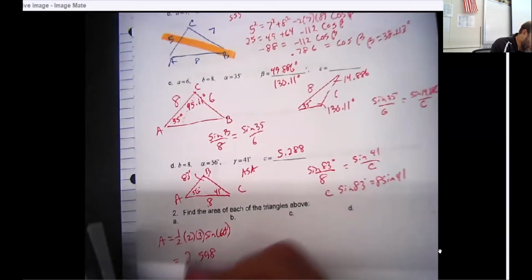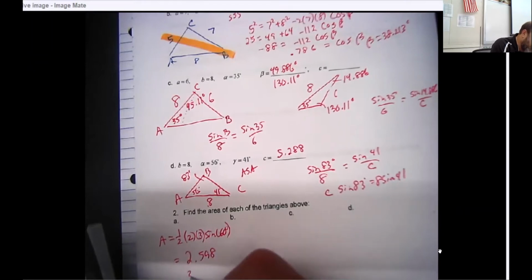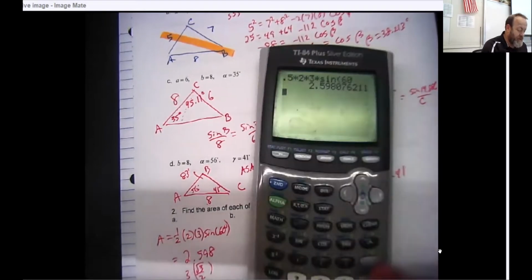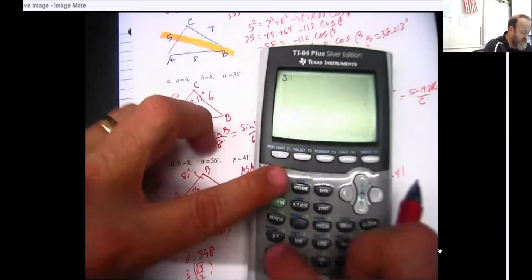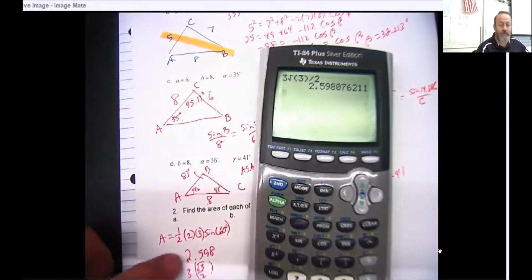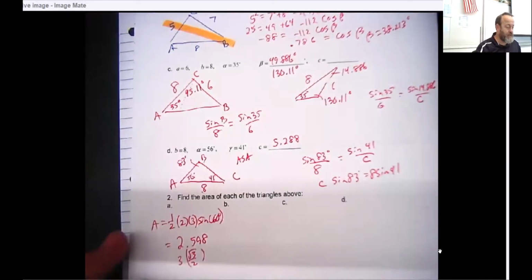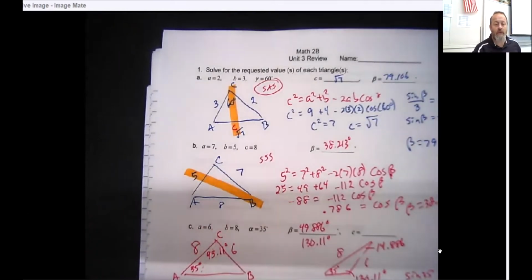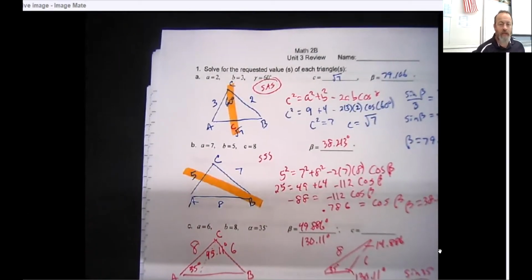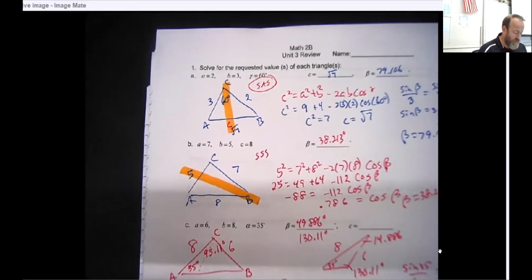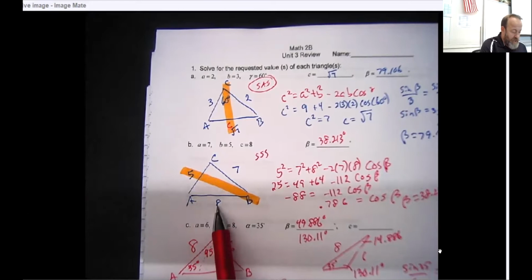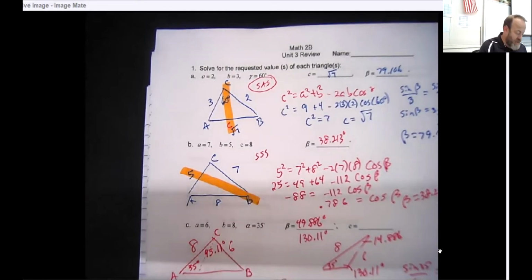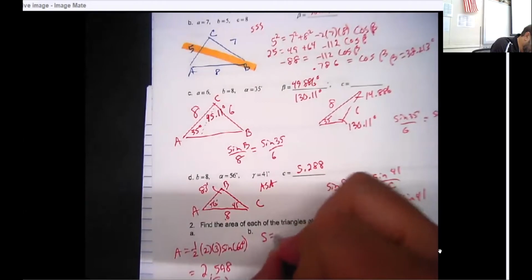But if you wanted to notice that half of 2 is 1 times 3 is 3, and the sine of 60 is √3/2. And you'll notice that 3 times the square root of 3 over 2 is, in fact, 2.598. So those are two very good answers. Now, for part B, you'll notice this is one of those problems where I actually gave you all three sides. So when I get all three sides, I personally like to use Heron's formula. So if I look at 5 and 8 is 13 plus 7 is 20. So that makes my semi-perimeter 10.